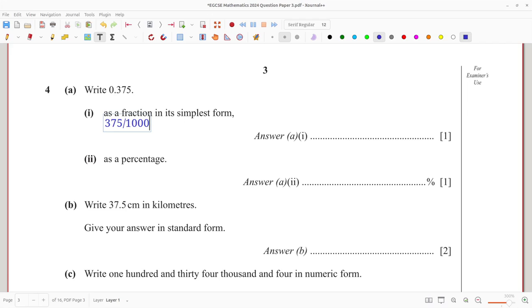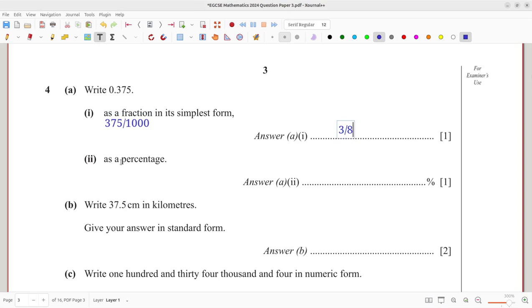Should we divide by 50? Should we divide by 5 over 5? How do we simplify that? Just a moment, calculate. And this is giving you a 3 over 8. 3 over 8. Next question.